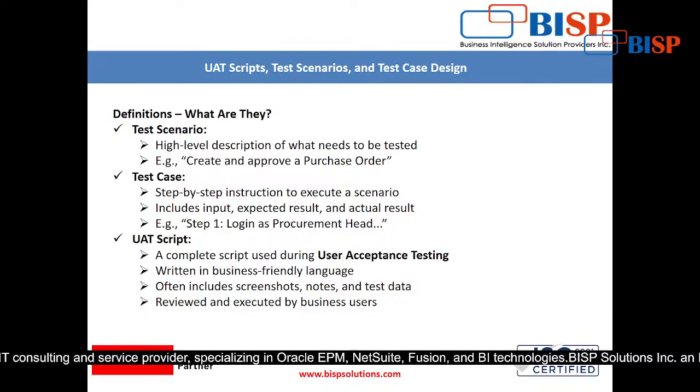UAT script. Now what is this UAT script? A complete script used during user acceptance testing, written in business friendly language, often includes screenshots, notes and test data, reviewed and executed by business user. Now see, for example, if I tell you to open a purchase order, create a purchase order with procurement head role, right?